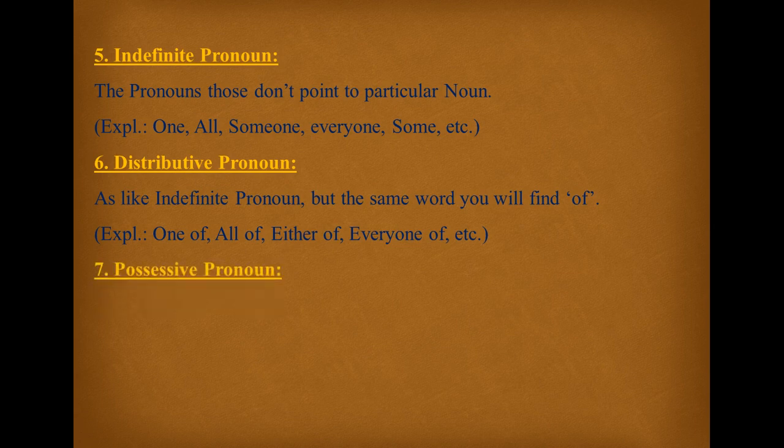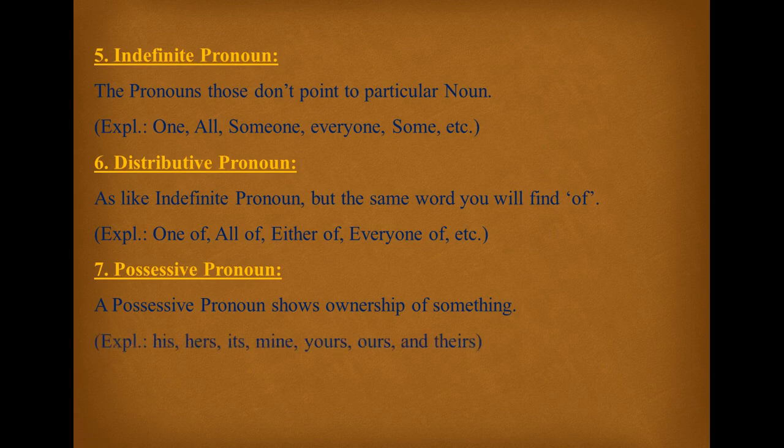Number 7, possessive pronoun. What are they? A possessive pronoun shows ownership of something. It is actually like an adjective. How will the ownership be shown? For example, his, hers, its, mine, yours, ours, and theirs. These are used as possessive pronouns. Except these, we will not get any possessive pronoun.